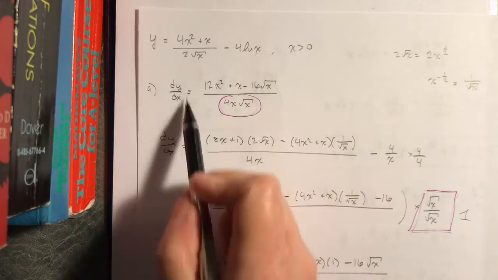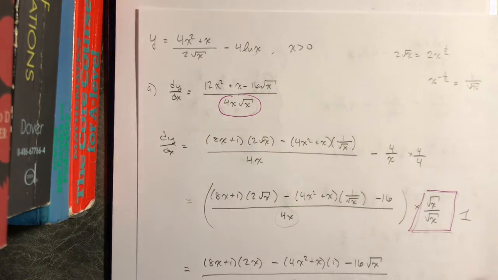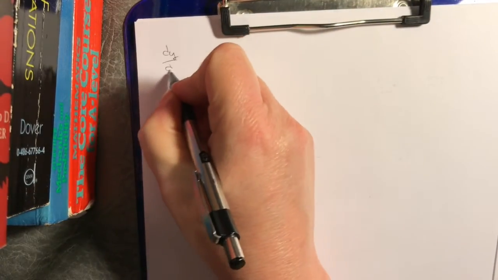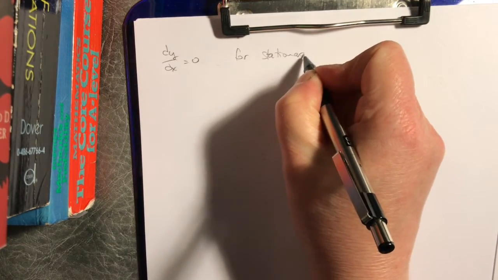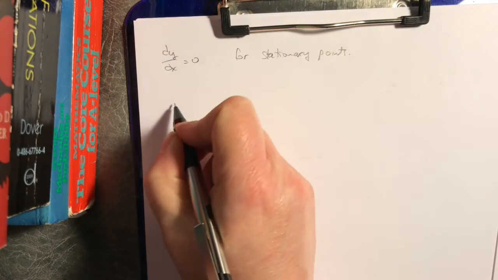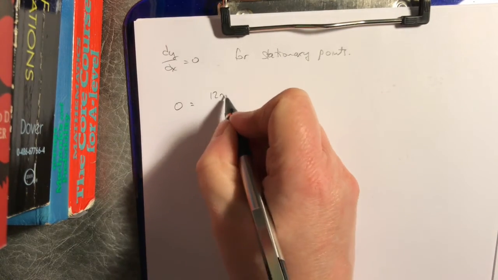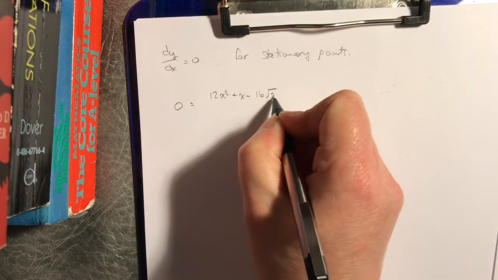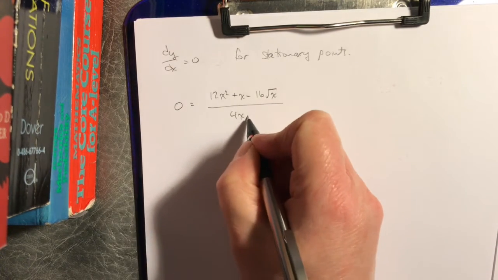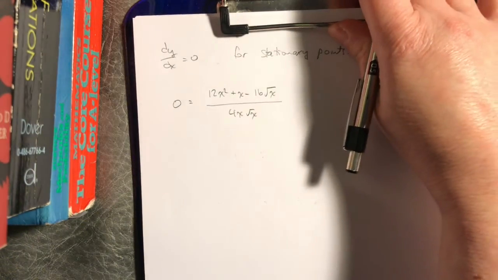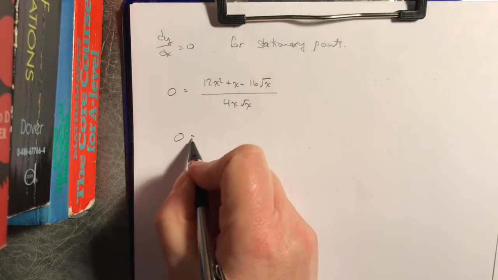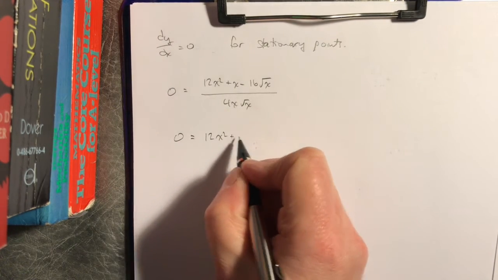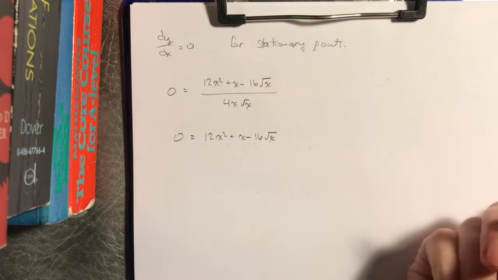So I'm gonna take the derivative in the format they gave me, and if I want that sucker to equal 0, we're looking at dy/dx equals 0, or stationary points. Okay, so I'll write it nicely now. 0 equals 12x squared plus x minus 16 root x all over 4x root x. Now, the first step everybody is going to take is to multiply both sides by the denominator. So 0 equals 12x squared plus x minus 16 root x.